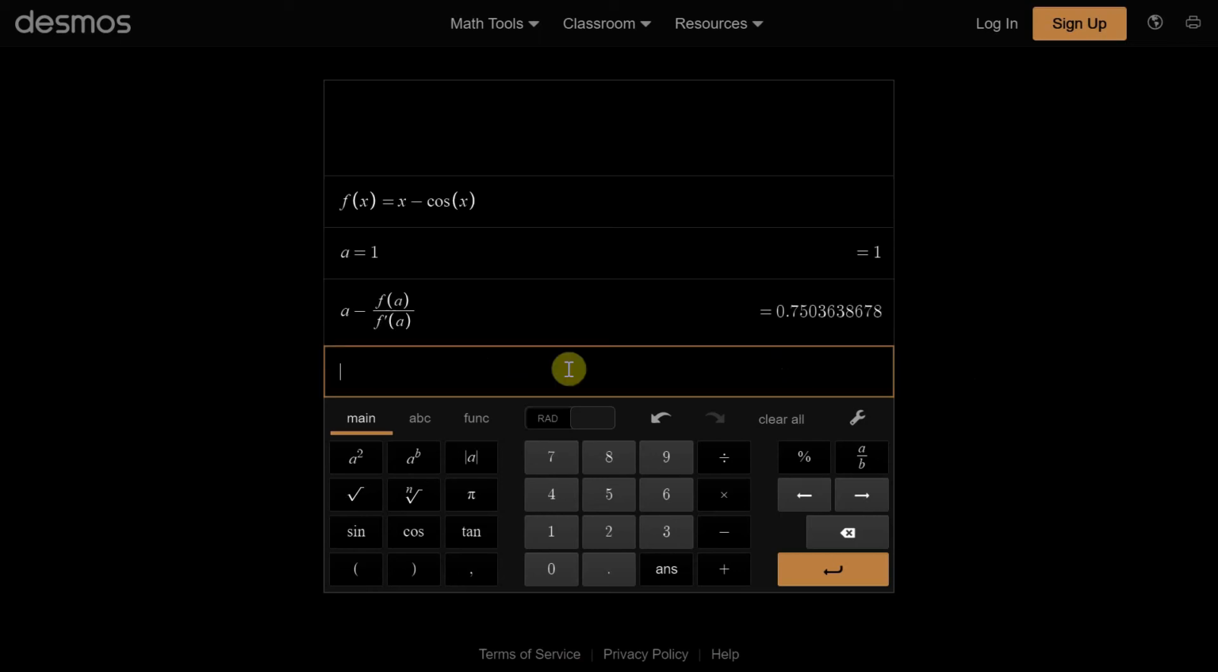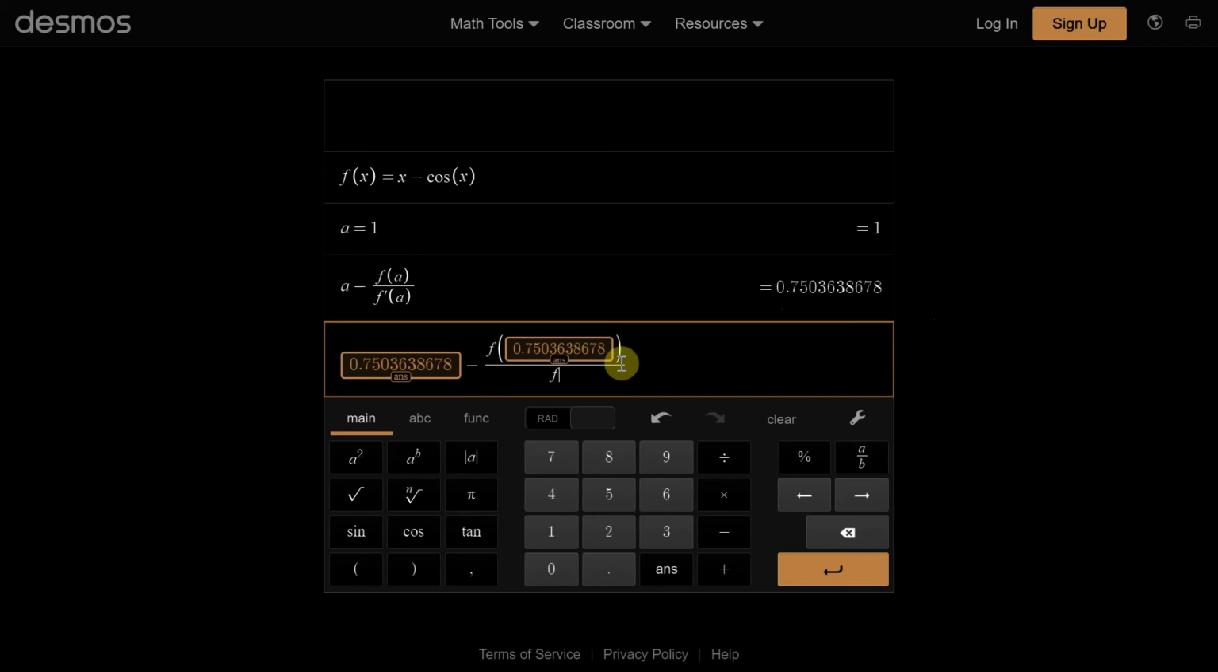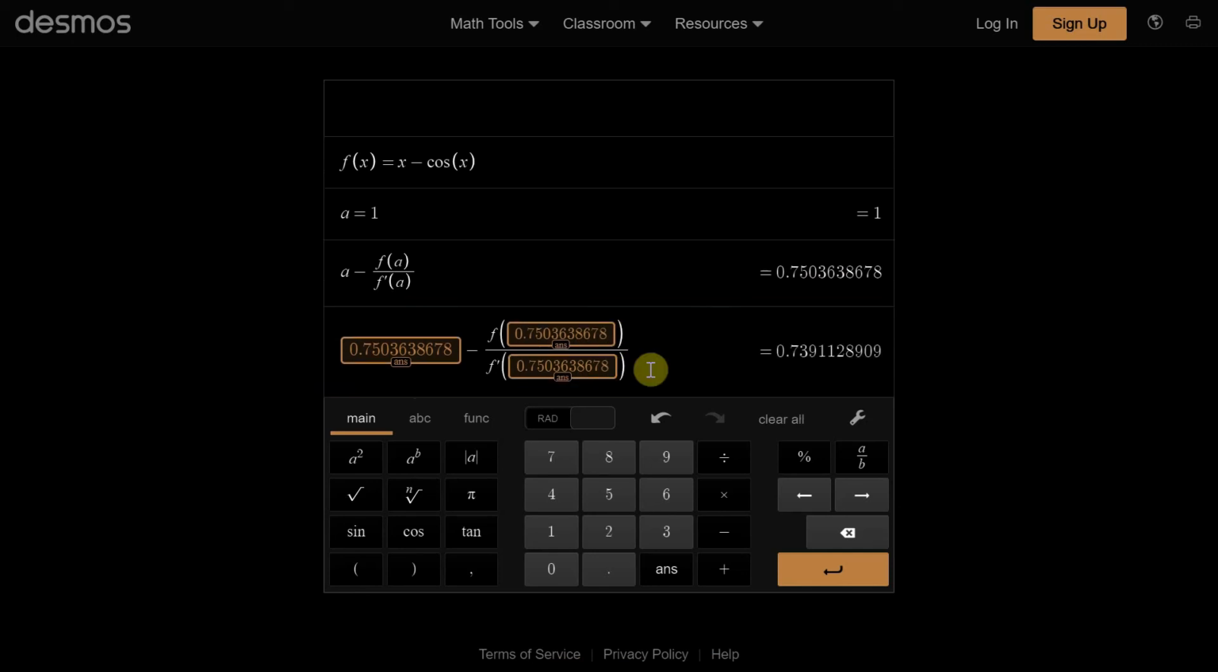And in the next step we want to take this as our a and continue doing this iteration. So this is where it is going to get very interesting. As you can see, there is a button in your scientific calculator and in Desmos as well called answer. This answer button actually stores the result from our previous iteration. So answer is right now this value, and what we want to do is answer minus f of answer by f dash of answer. As you can see, our calculator has taken in our a1 and given us a2.